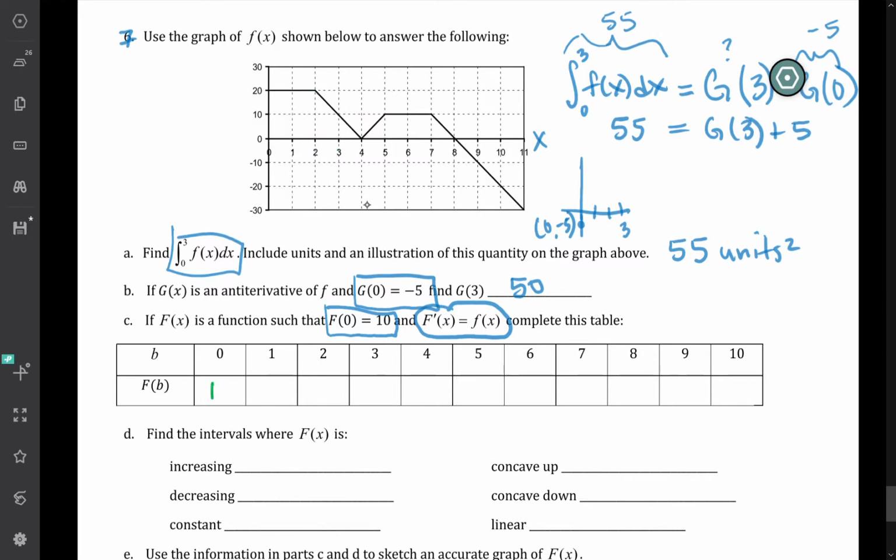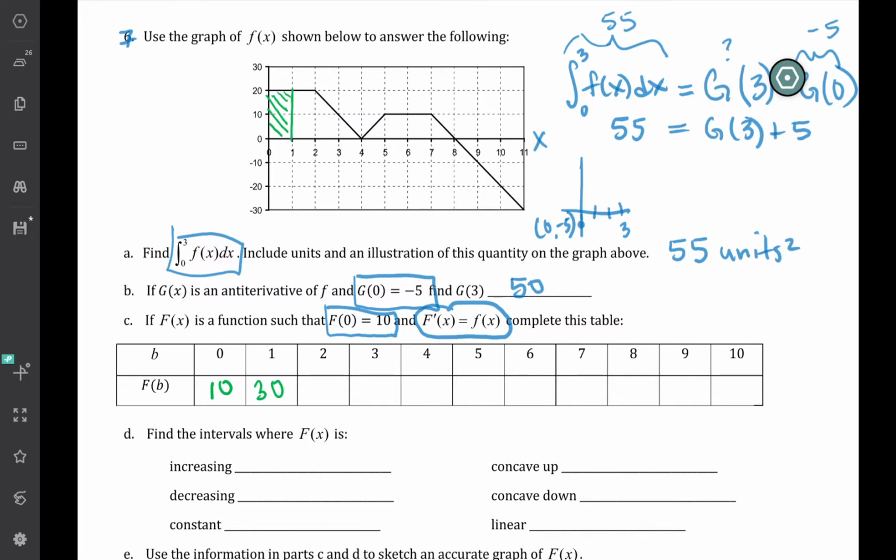Okay, so we know that we start at (0, 10). We know that the area under this curve is going to equal the change in y. So from 0 to 1, I get area 1 by 20, which is 20. Which means the antiderivative should increase by 20, and I almost wrote 20 down, but it's not, it's 30. So it was 10, goes up by 20, we're now at 30.